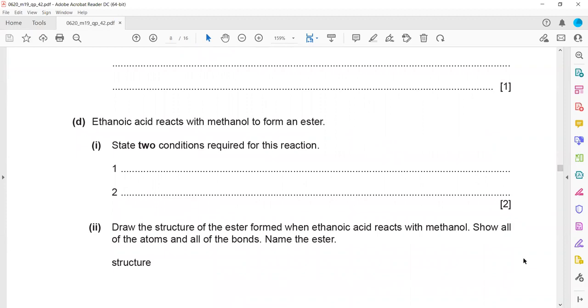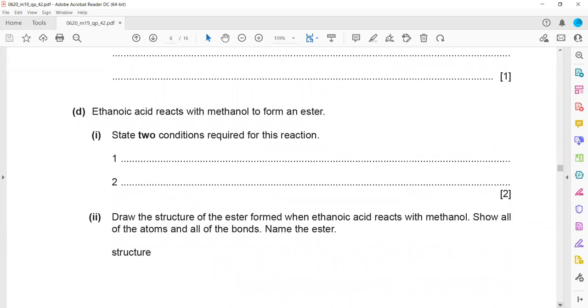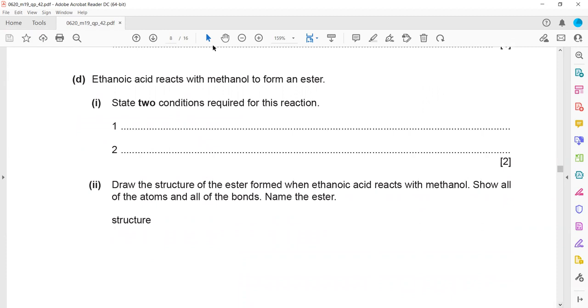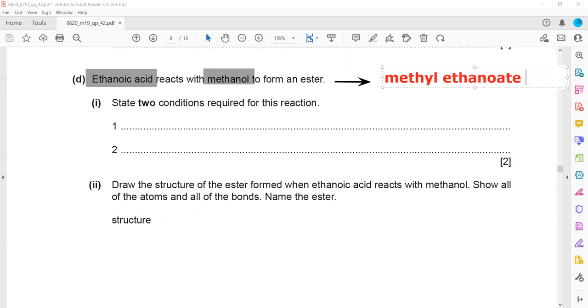Ethanoic acid reacts with methanol. State the 2 conditions. Remember, when an alcohol reacts with a carboxylic acid, like methanol is an alcohol and this is ethanoic acid, which ester will be formed? The first name is always from the alcohol and the second name is from the carboxylic acid. So it will produce methyl ethanoate. Plus water will be there as a product.